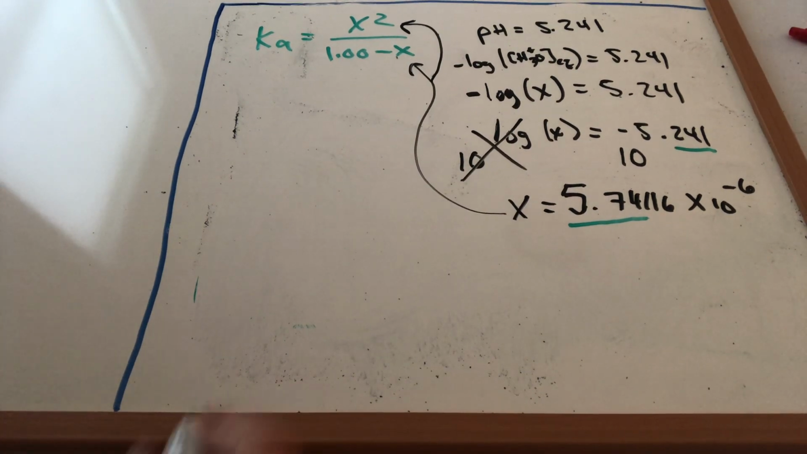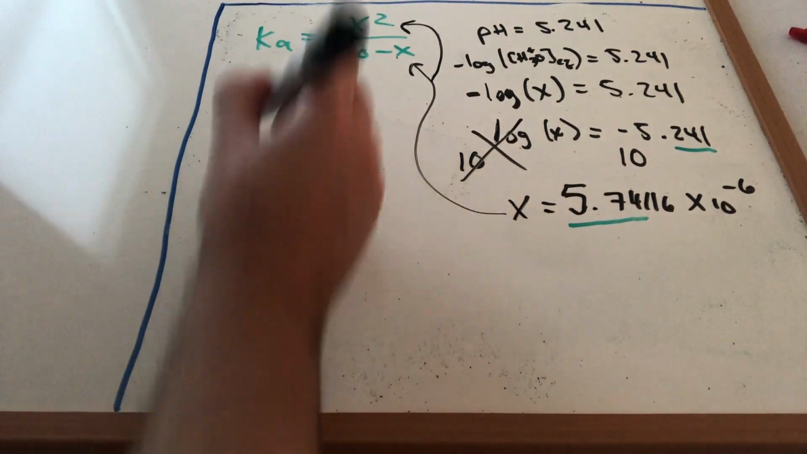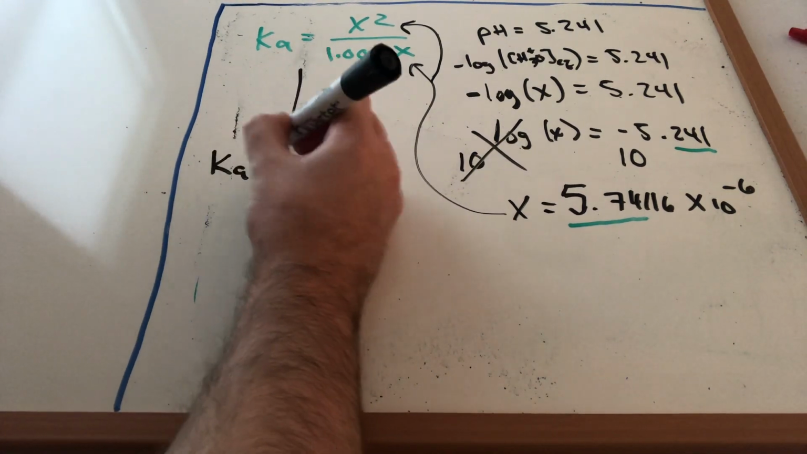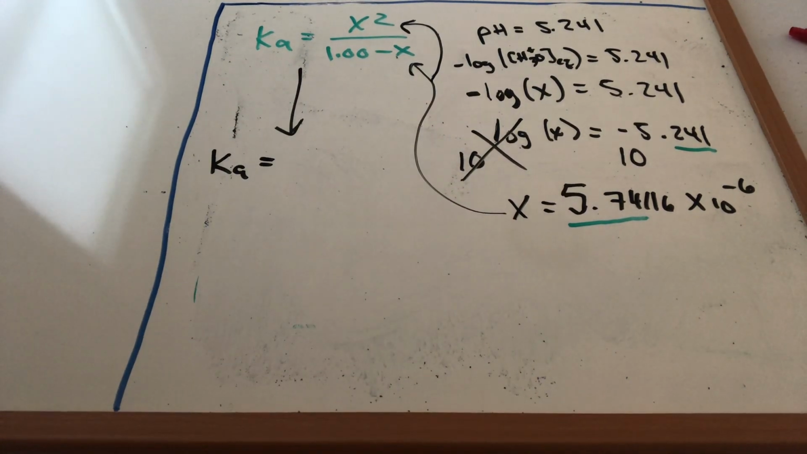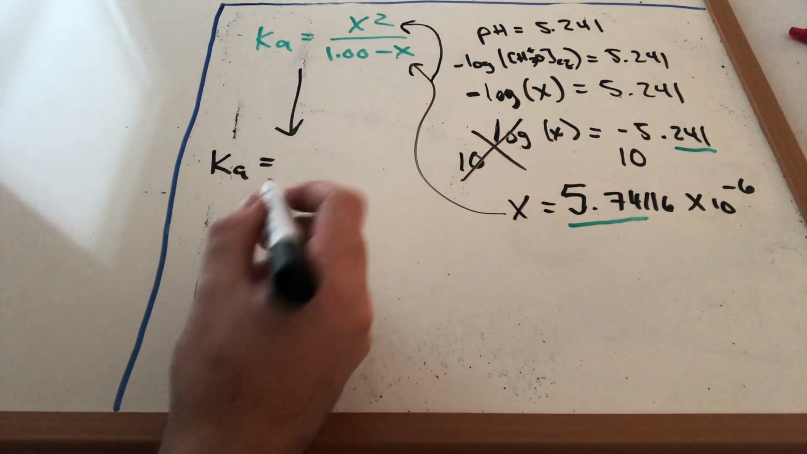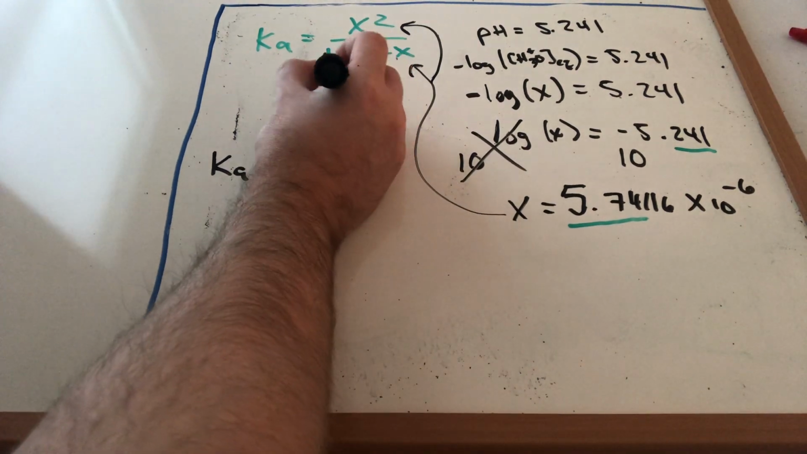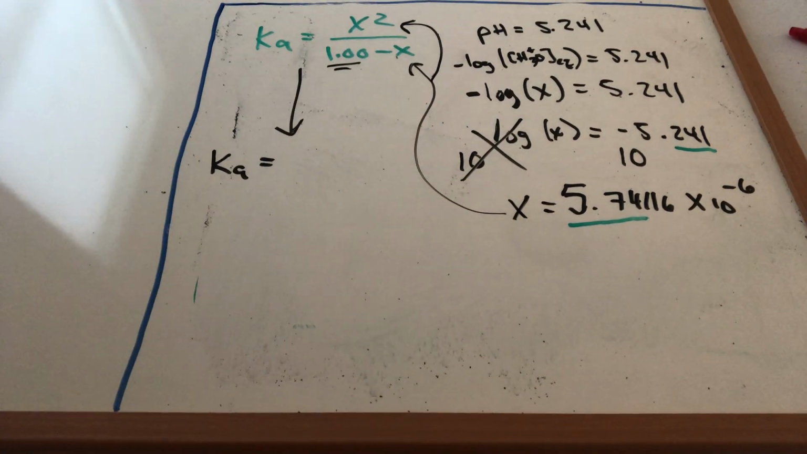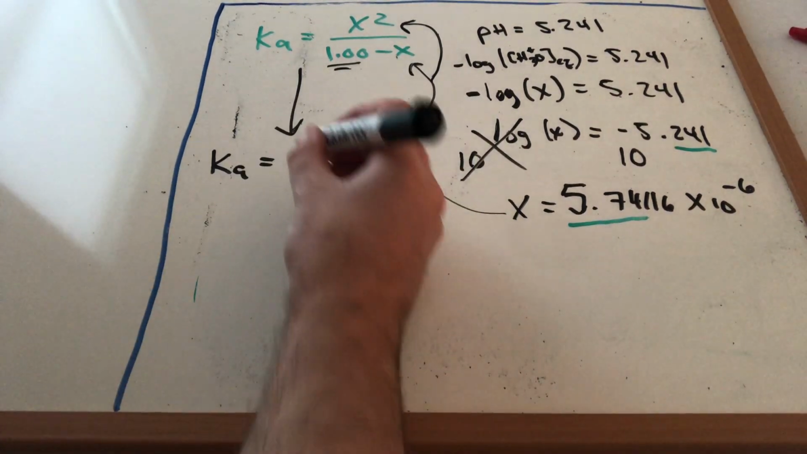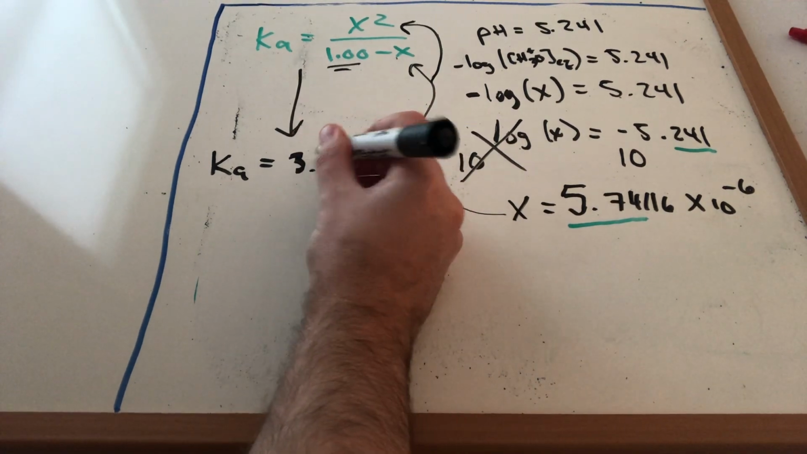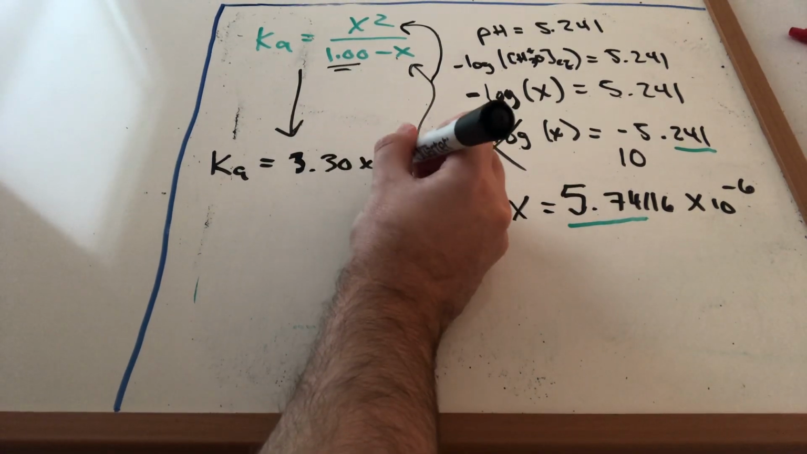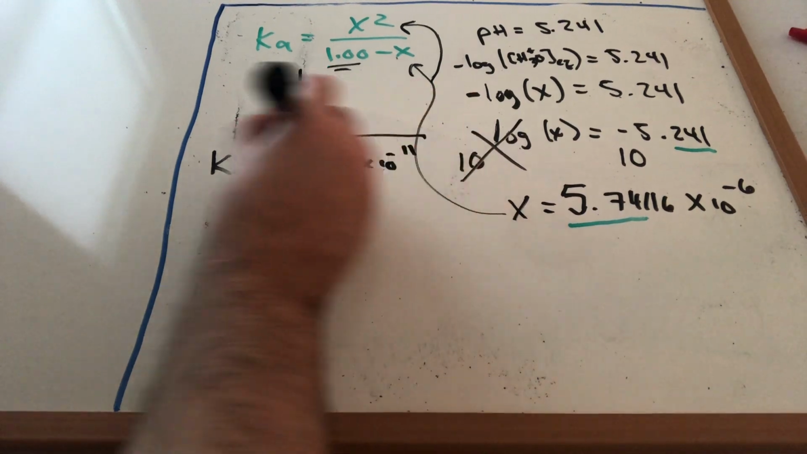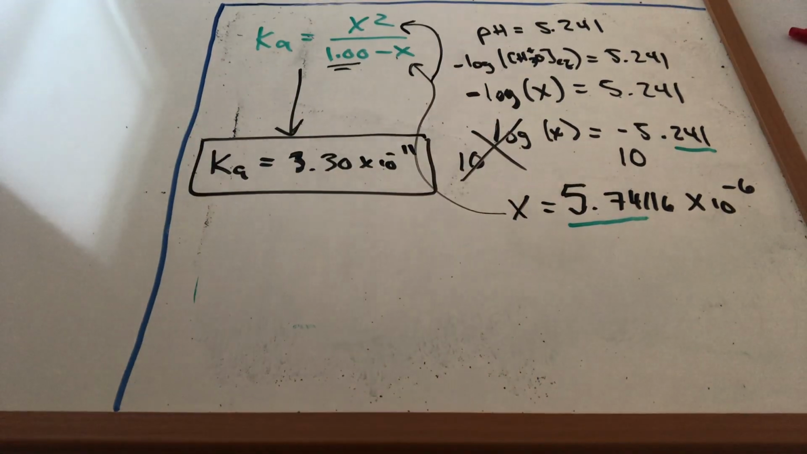So we can plug this back in, and please check my math. We take our X and square it, and then divide by 1.00 minus X, which looks a lot like 1.00 because our X is going to be small again. And what we get is 3.30 times 10 to the minus 11. Again, make sure you can fill in the intermediate steps.